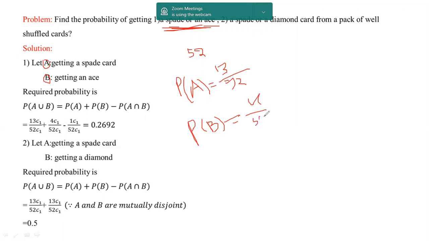And if you see here, there is a common card between these two events. With the spade symbol we have one ace card also. So the probability of joint occurrence, A intersection B, there is one card. So the probability of A and B joint occurrence is 1 by 52.